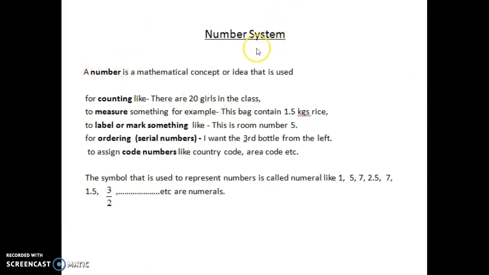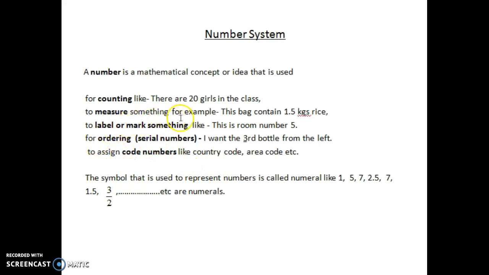Today we will learn about number system. First of all, let us know what is a number. A number is a mathematical concept or idea that is used for counting, like there are 20 girls in the class, to measure something. For example, this bag contains 1.5 kg rice.